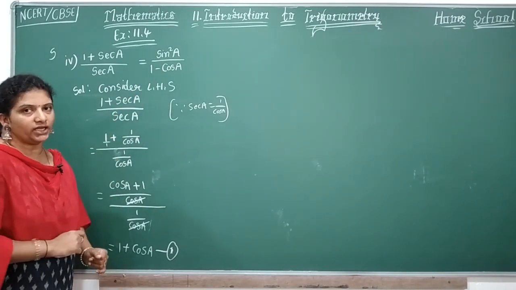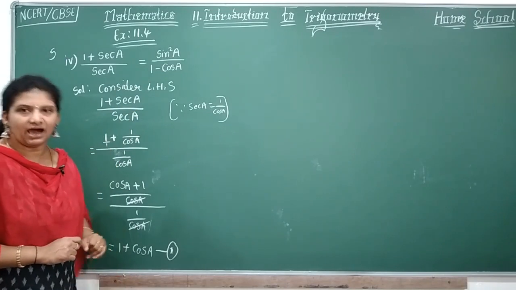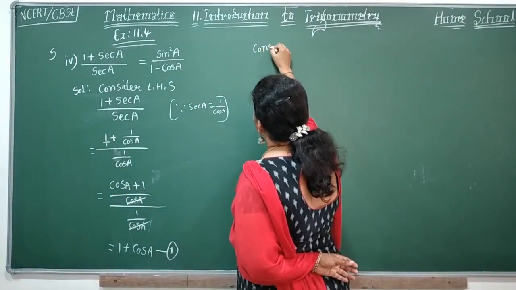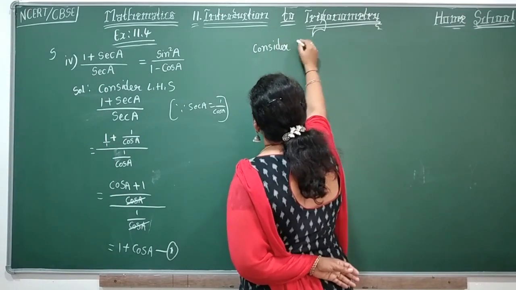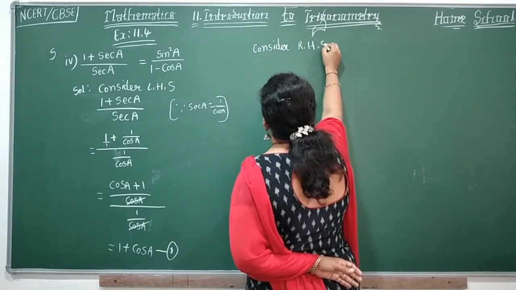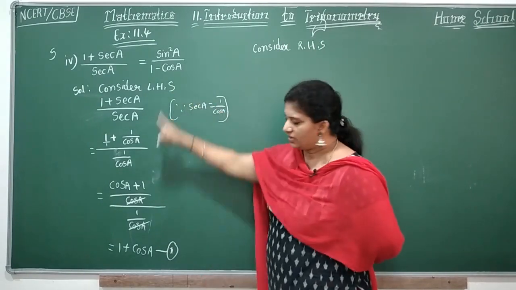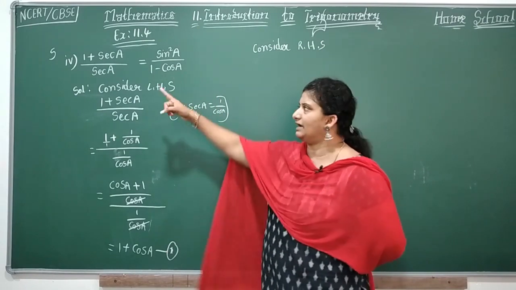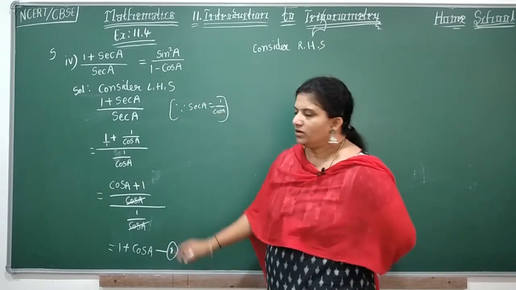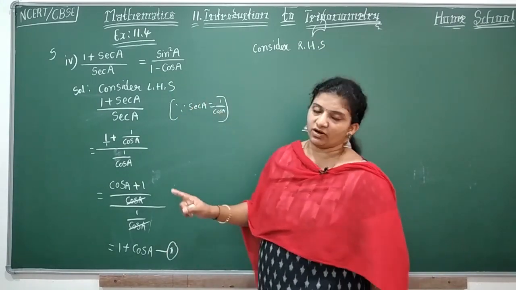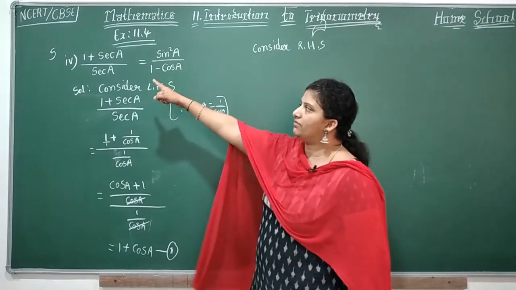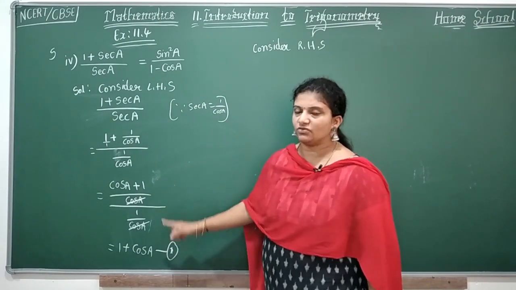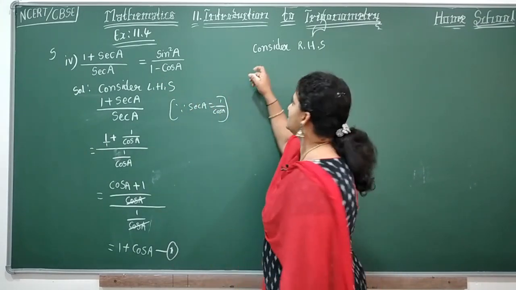So what should I do here? Let's consider the RHS part. We didn't get the answer. So let's consider RHS. If we simplify this and get the same answer, then I can say that LHS is equal to RHS. In all the problems we have done before, if we took LHS, we got RHS. But now we didn't get RHS, so for that reason I'm considering RHS separately.